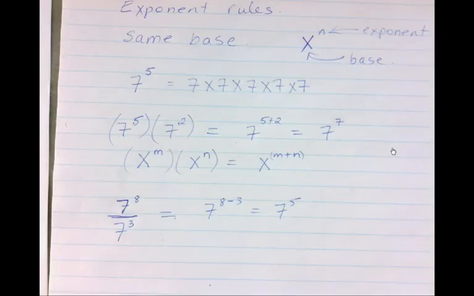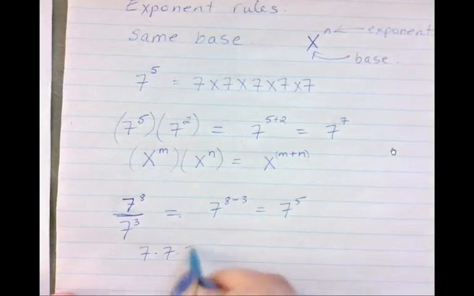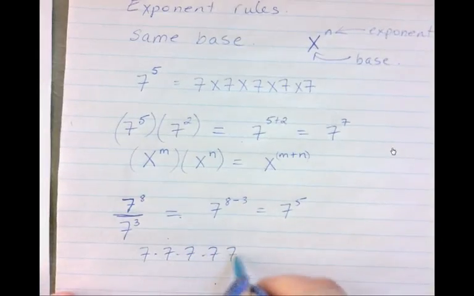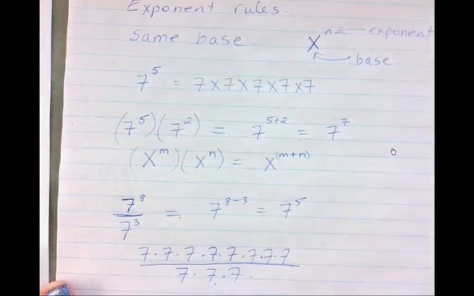Okay, so let's write this out in expanded form and then look at what happens. And that'll show you why. So if I have 7 to the power of 8, I have to write this out 8 times. Okay, 1, 2, 3, 4, 5, 6, 7, 8. So I've got that. And then I've got 7 times 7 times 7.